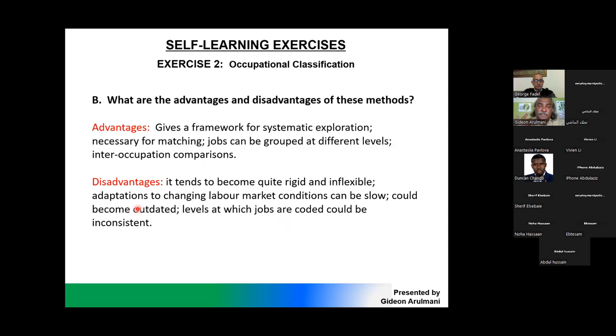Immediate adaptations to the changing labor market. We saw that the labor market is very dynamic. What was relevant 6 months ago is no longer relevant. So when you have these very big frameworks, very complicated levels of categorization of jobs, then when a job becomes outdated, the system is not quick enough to catch up. Yeah, so that would be the downside.